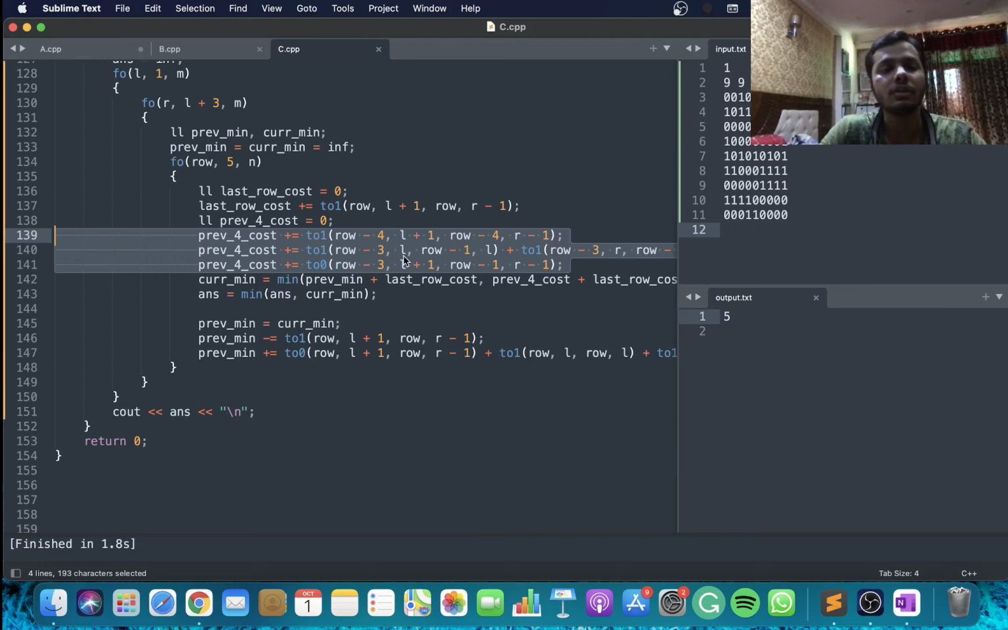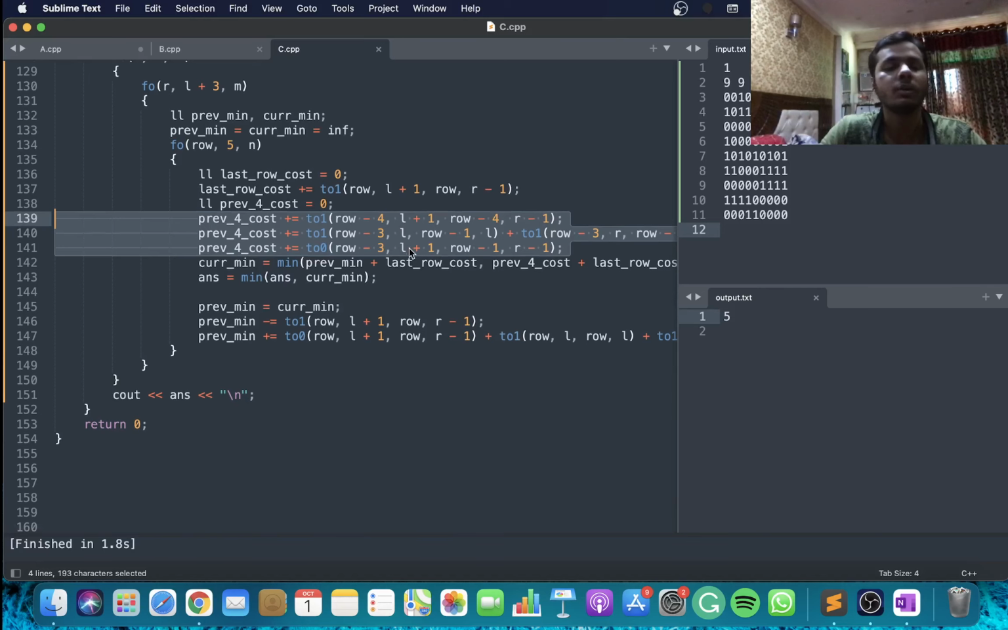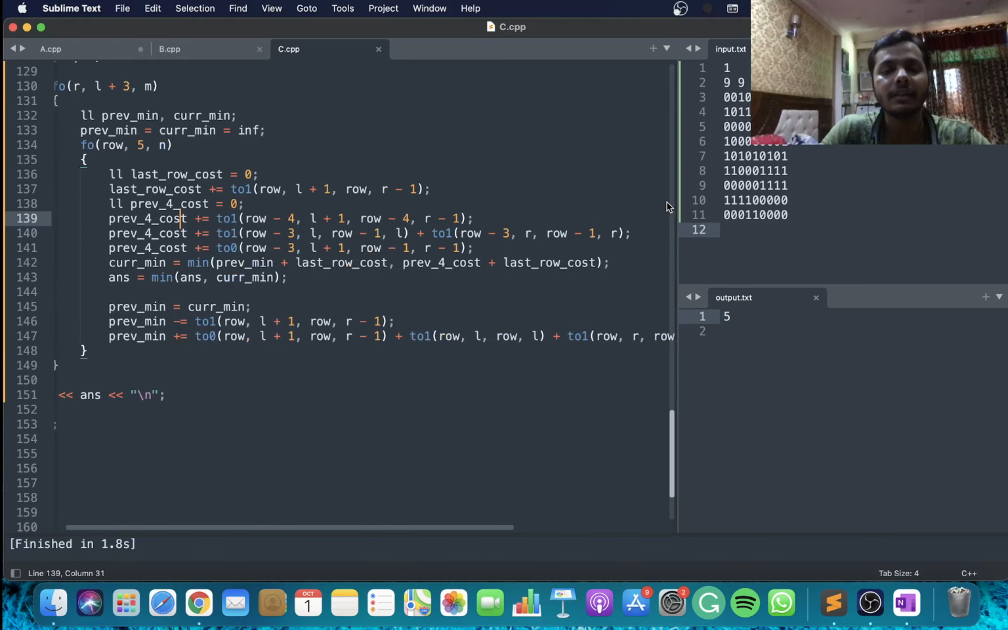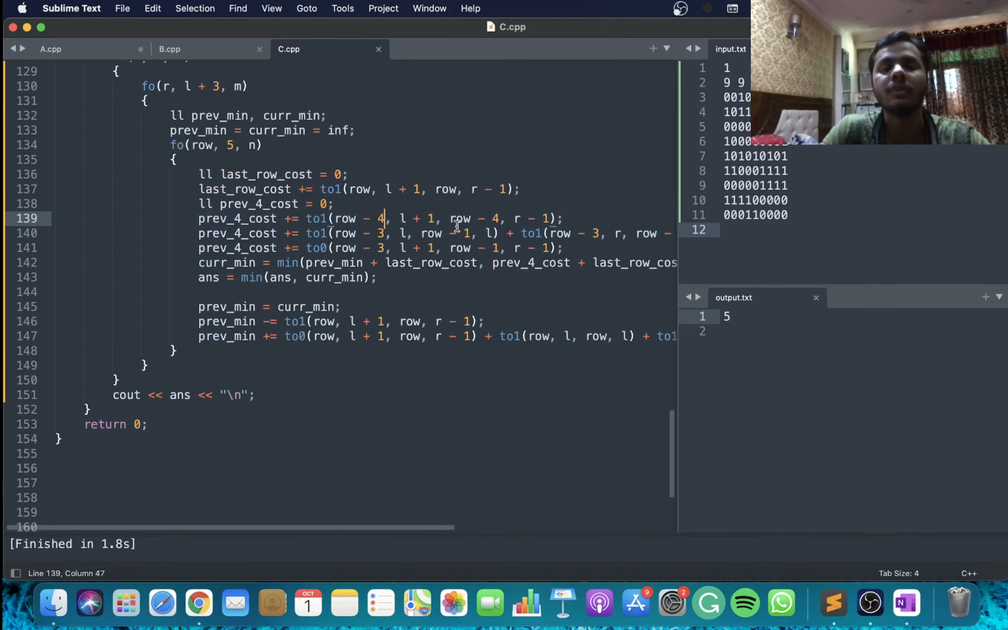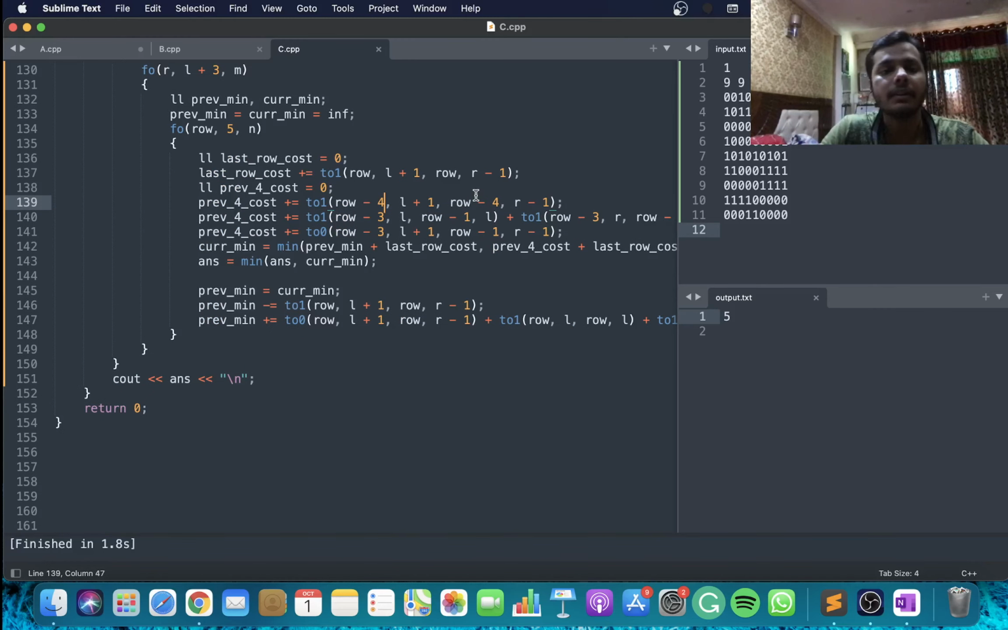Basically the previous 3 rows should be 0, and the 4th row above it should be black, also excluding the corners, and that is why it is taking me 3 lines of code to do this. This last line is converting everything in the middle to 0, and these top 2 lines are converting the first and the last row to ones. So there's that. The last row cost plus the previous 4 cost will give me the cost of one subrectangle having width exactly 5 and ending at the ith row.